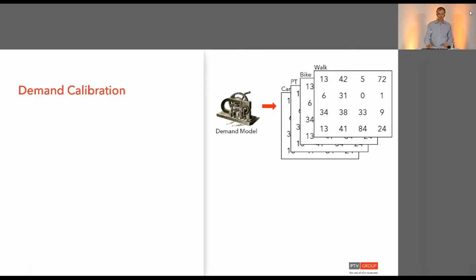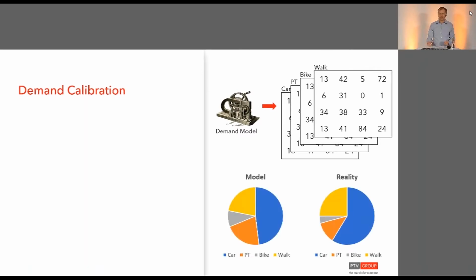And then when we compare the output of the model with the observed reality, for example in terms of mode split, we see typically that there is a certain difference between them. So the model does not completely reflect what we have observed in reality. So what happens then?